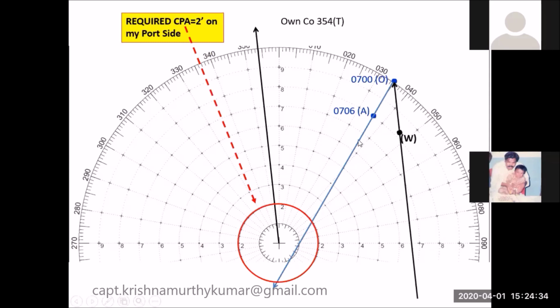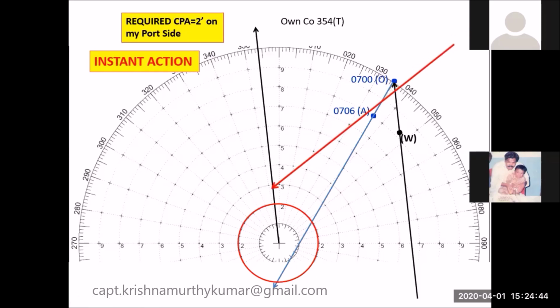This has been his line of approach, but his new line of approach must be like this. So you draw this line of approach. This is the required new line of approach at 0706 itself. That is called immediate action or instant action. That means you have plotted very quickly and you are altering course very quickly. Your ship is going to obey you immediately. Considering all this, draw the line like this.